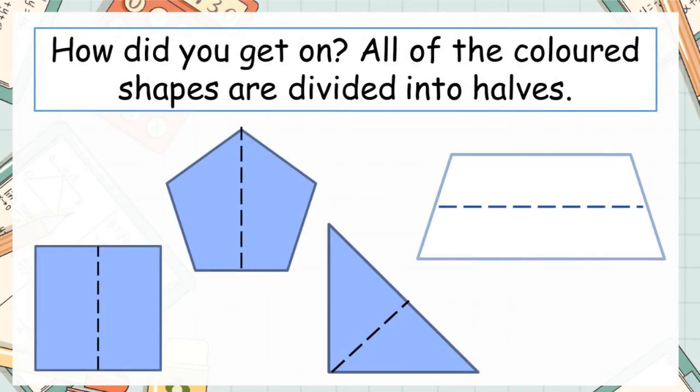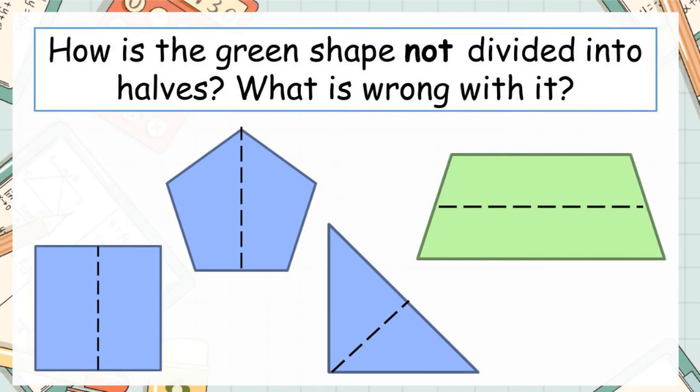Well, all of these shapes have been divided into two equal parts. You can see that both pieces are exactly the same in size. However, this one here is not divided into halves. Why? What's wrong with it? Pause the video and look closer. See if you can figure out why this is not divided into halves.